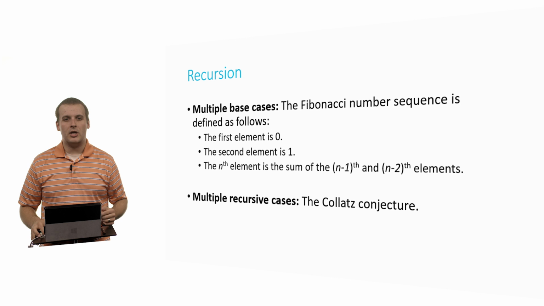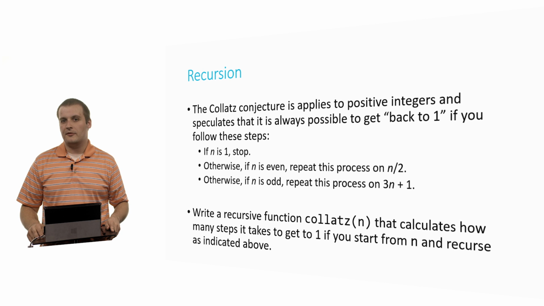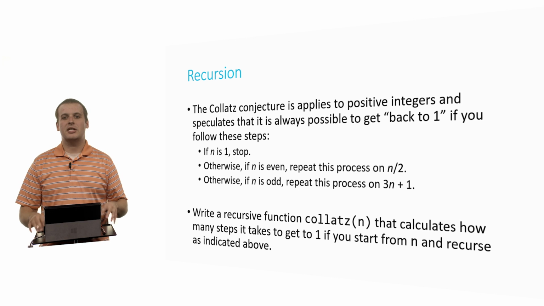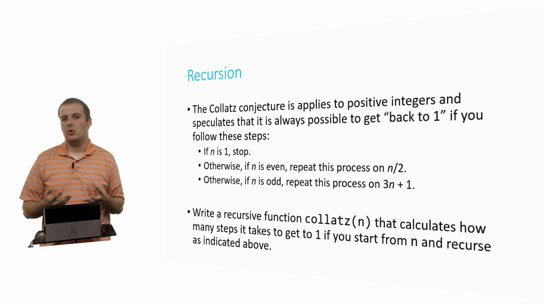Well, there's something called the Collatz conjecture. And I'm not just going to say, you know what that is, because it's actually our final problem for this particular video, and our exercise to work on together. So here's what the Collatz conjecture is. It applies to every positive integer, and it speculates that it's always possible to get back to 1 if you follow these steps. If n is 1, stop.